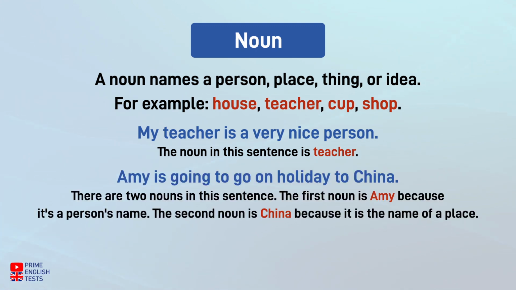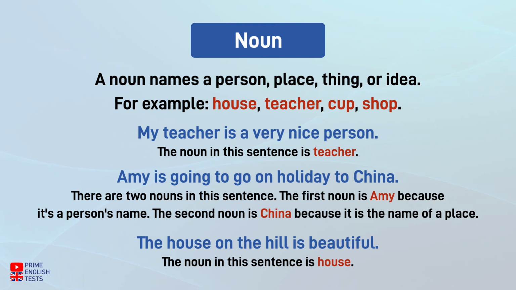Amy is going to go on holiday to China. There are 2 nouns in this sentence. The first noun is Amy because it's a person's name. The second noun is China because it is the name of a place. The house on the hill is beautiful. The noun in this sentence is house.